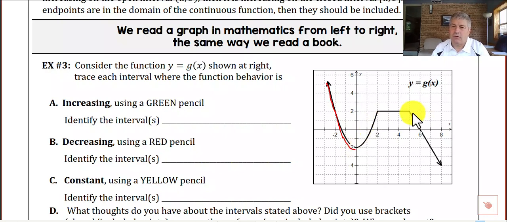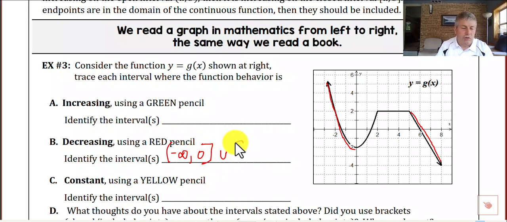Our function is decreasing, and then it's constant, and then it's decreasing again when x's go from 5 to infinity. So we would identify the decreasing portion of our function as negative infinity to 0 inclusive in union with 5 to infinity.